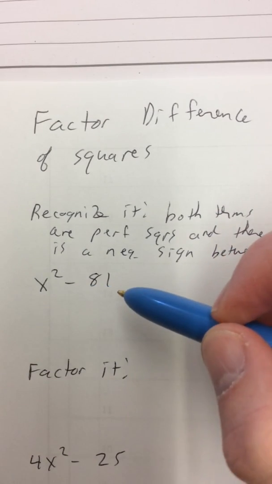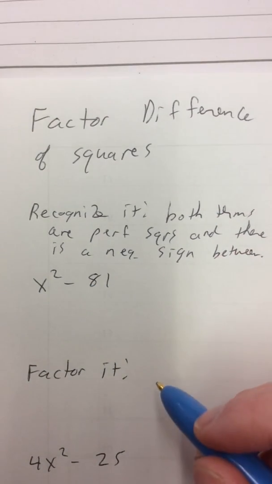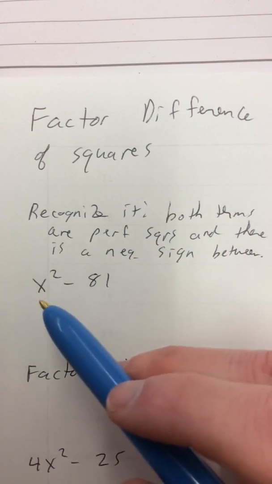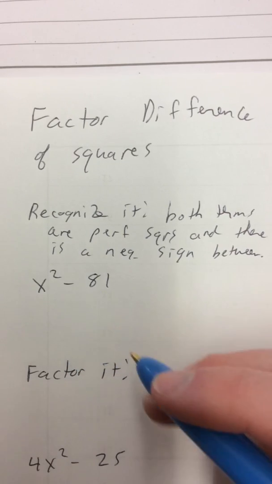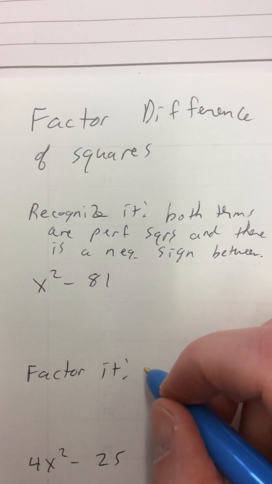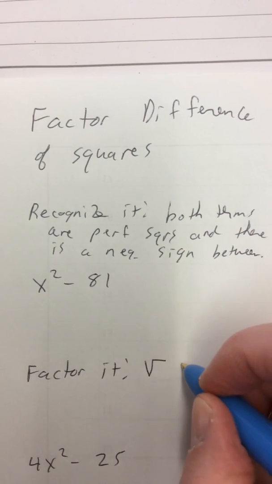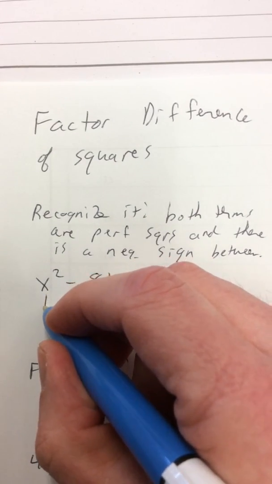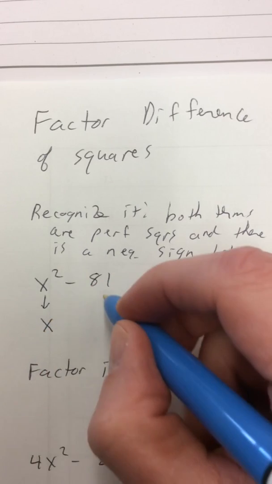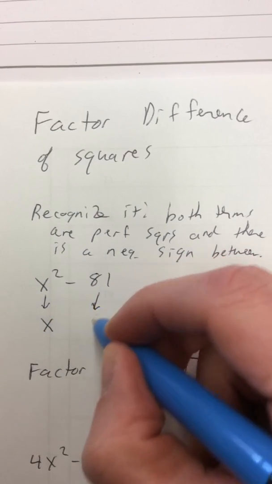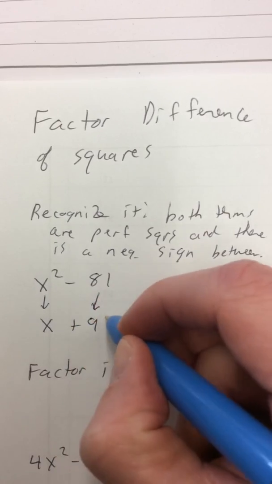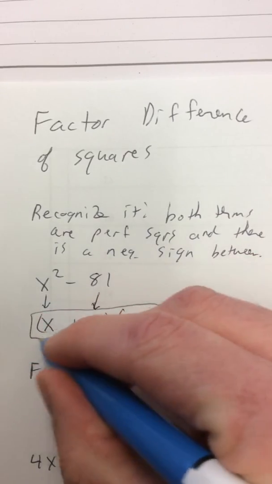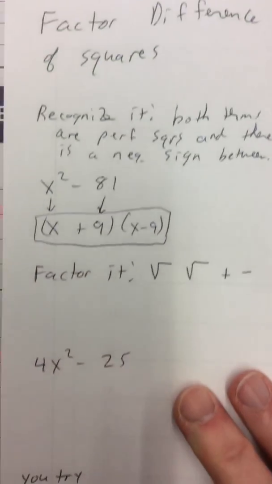So x squared minus 81 is an example of that. And how do you go about factoring that sort of thing? Obviously, the most important thing to do is recognize that we have it first. Once we know what we have, then we can apply the method for factoring it. The method that I use here is take the square root of the first thing, take the square root of the second thing, and then put a plus and a minus. So we're going to take the square root of x squared, which of course is just x. We're going to take the square root of 81, which is just 9. We'll put a plus, and we'll put a minus, and we are done. That's simple.